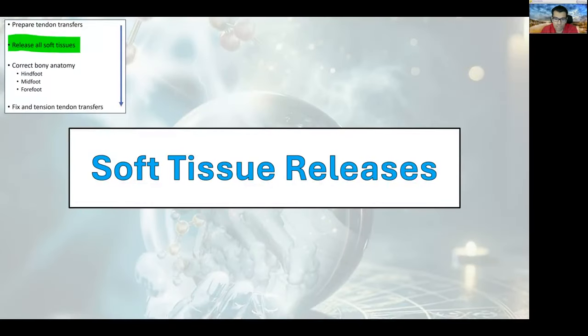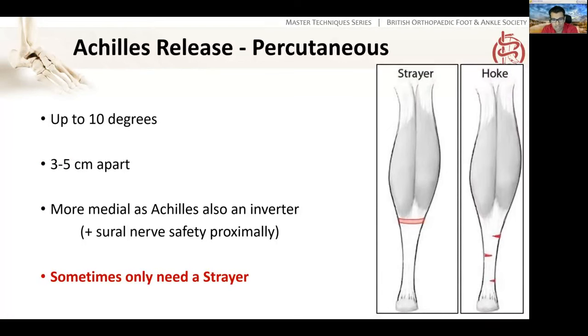So the soft tissue releases. The Achilles release, with a percutaneous release such as a hook, you can get up to 10 degrees, and often that's more than enough for what you need. Because as Heath said, the heel's just a bit tilted, the Achilles is just a little bit short, and you just need that hook to unlock the Achilles a bit. I do 3 incisions, 3 to 5 centimeters apart, 2 on the medial side. Sometimes you actually just need a Strayer, especially in the younger patients who have come early.